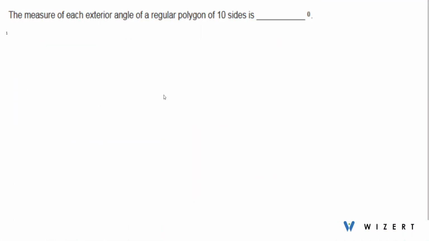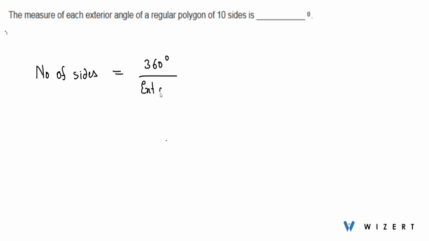According to the question, we have to find the measure of each exterior angle of a regular polygon of 10 sides, right? So for that we need to find a relation between the number of sides of a regular polygon and the measure of each exterior angle. So the relation says that the number of sides of a regular polygon is equal to 360 degrees upon the measure of each exterior angle. Now since this is a regular polygon, each exterior angle will have the same measure.